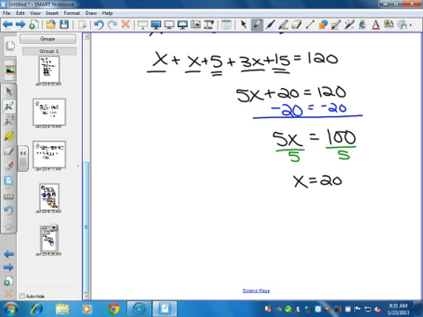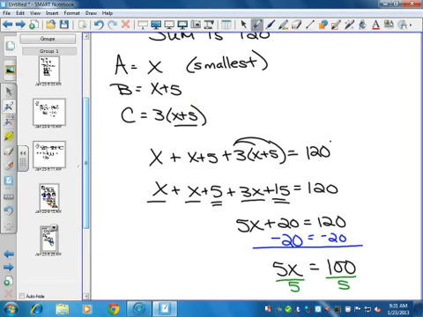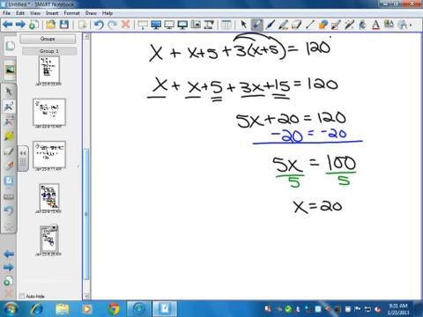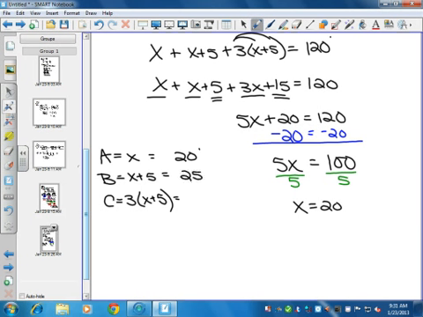If we walk up to them and say x is 20, they'd say, I didn't ask anything about x. So we take that information back to the original list where we knew A was x. I'm going to put it down here so you can see it better. A is x, B was x plus 5, and C was 3 times the quantity x plus 5. So our smallest is 20, then 25, and 75, 3 times that size. Double check yourself, make sure that actually adds up to 120 degrees, which it does, so yay.